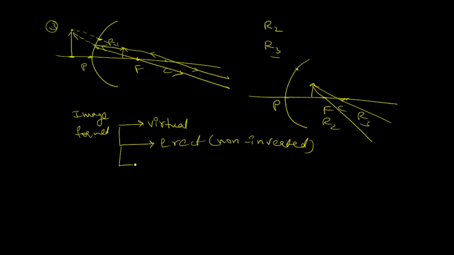And it is of large size. The image is an enlarged one. When you compare the size of the image with the object, the image size is greater than the size of the object. These are the three cases we will find whenever you move the object from infinity towards this concave mirror. And examples for concave mirrors are shaving mirrors and the mirrors used by dentists.